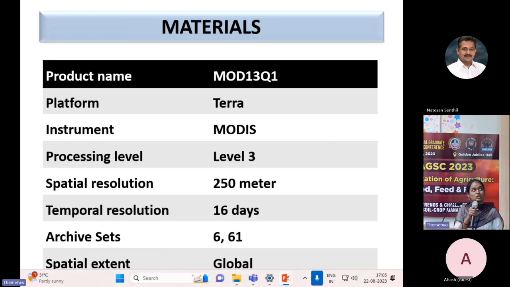These are the materials we used. The satellite MODIS 13Q1 is the satellite we utilized, with a spatial resolution of 250 meters and a temporal resolution of 16 days.